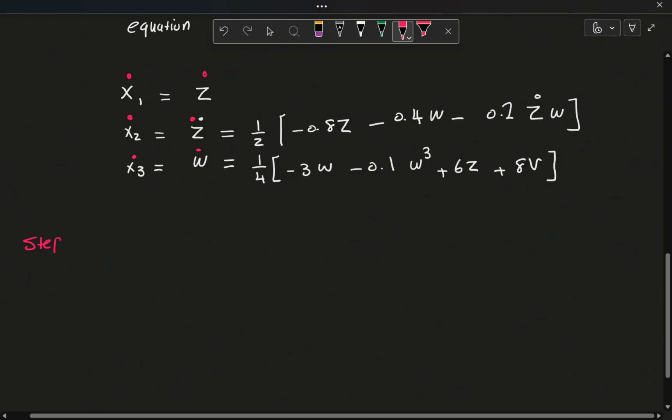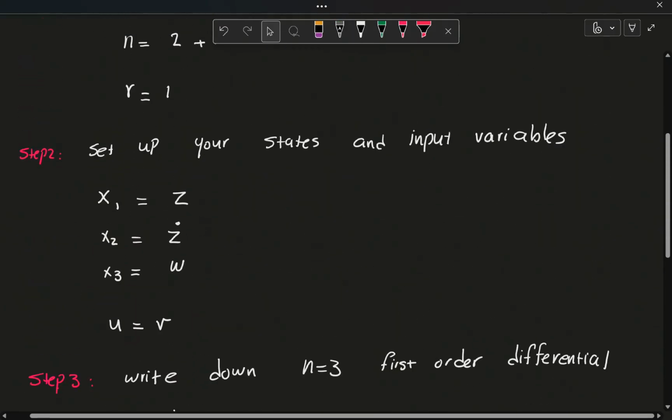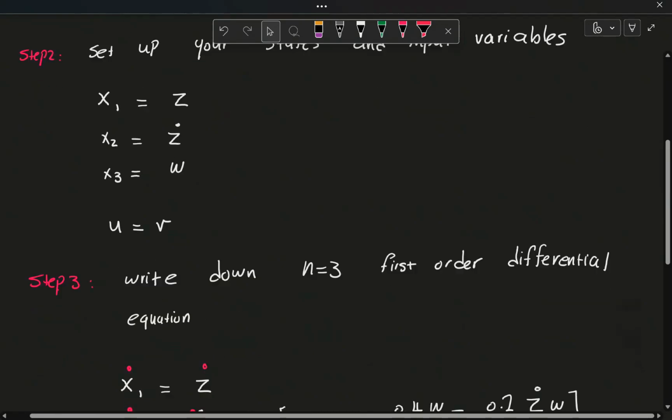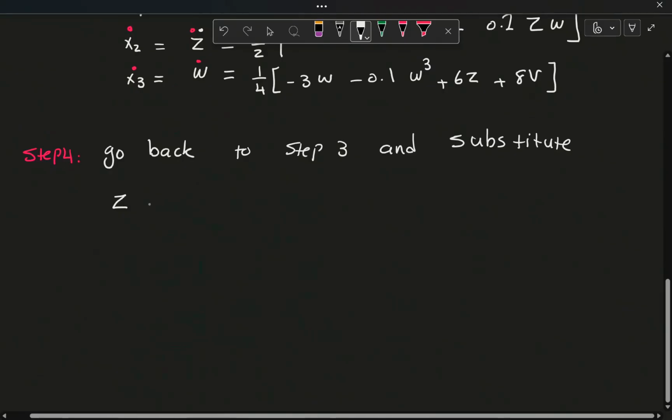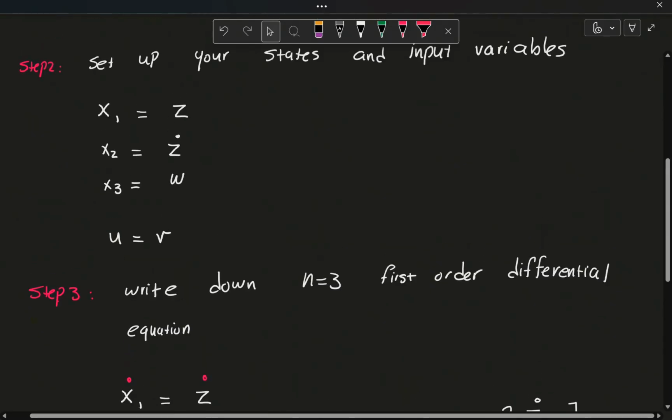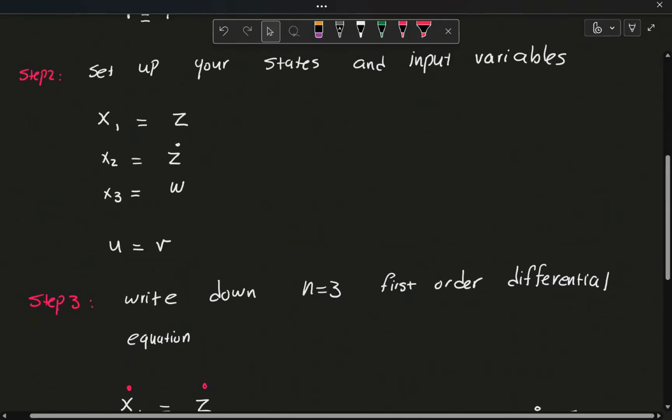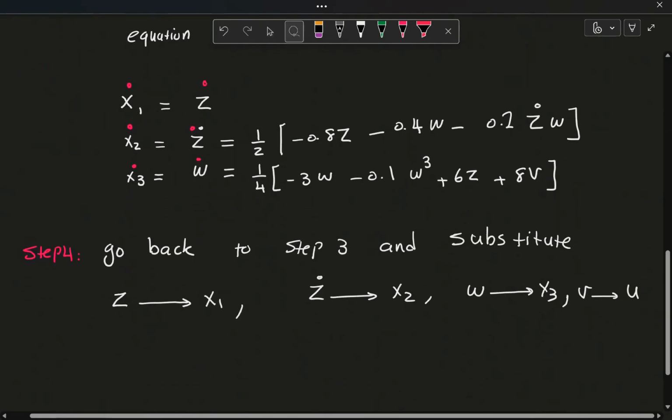Now I'm going to go to step 4. In step 4, go back to step 3 and substitute from your states. Look, in step 2, you put x1 as z, which means that whatever z you have in the equations in step 3, you're going to change it to x1. Whatever z dot you have, you're going to change it to x2. Whatever w you have, you're going to change it to x3. And whatever v you have, you're going to change it to u. So in fact, you want to do the reverse of the assignments that you had in step 2.